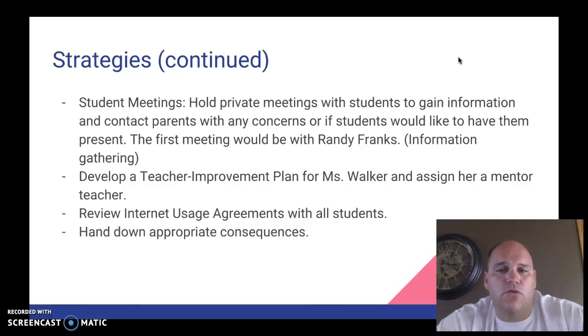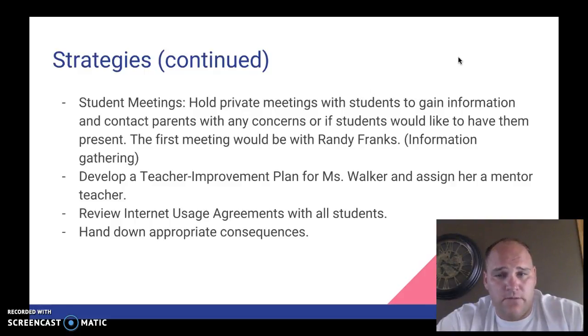I would probably also remove either Ms. Walker from the hour that Randy Franks has in that classroom, or Randy Franks from that classroom for the first day, just to make sure nothing escalates between the two of them.